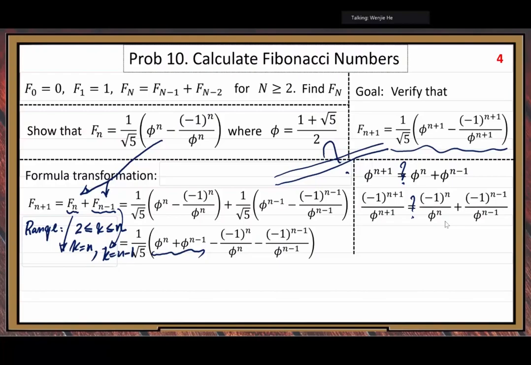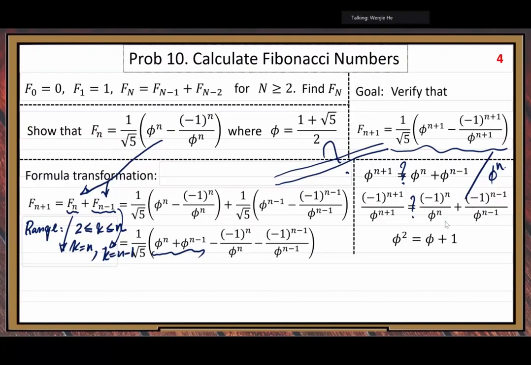Yeah? So let's do the backward deduction. If it is true, what can we get? You can see after cancellation, can we do cancellation on both sides? Yeah. So on both sides we do division by phi to the n. Then we get phi squared equals phi plus 1.